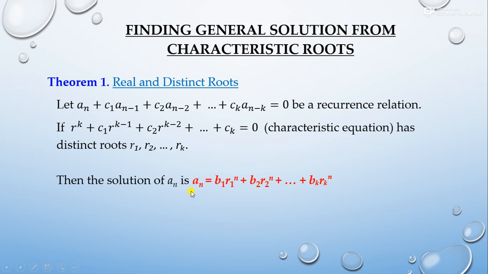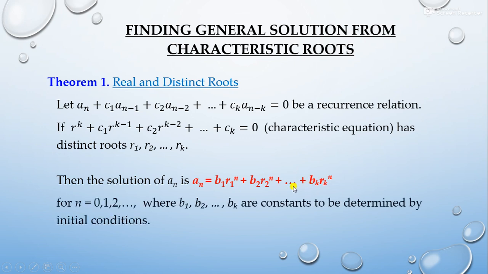The solution for an is as follows. If the roots r1, r2, rk are all different, we can put our solution in the form of b1 r1 raised to the power n plus b2 r2 raised to the power n plus up to bk rk raised to the power n. So we have this type of solution, where b1, b2, bk are the constants. And we can find the values of these constants b1, b2, bk by the given initial conditions.